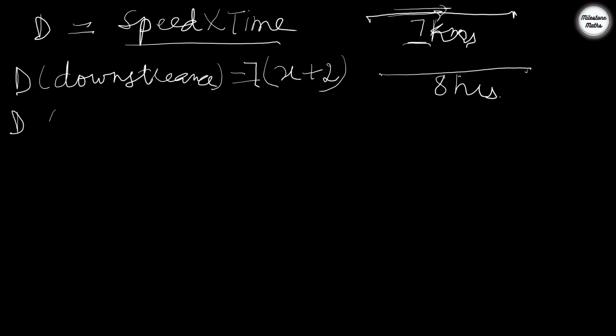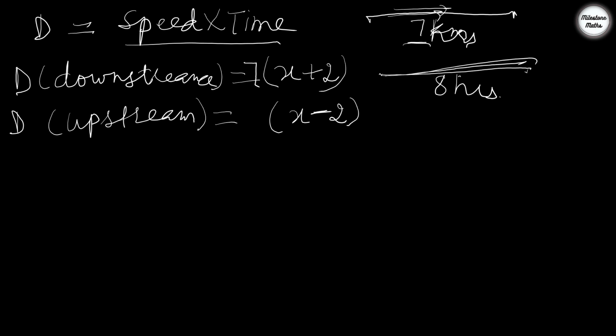And the distance when they are upstream. Upstream, so distance is speed into time. So what is the upstream speed? Upstream speed is x minus 2 multiplied by the time. How much time are they taking? They are taking more time now. So 8 into x minus 2.